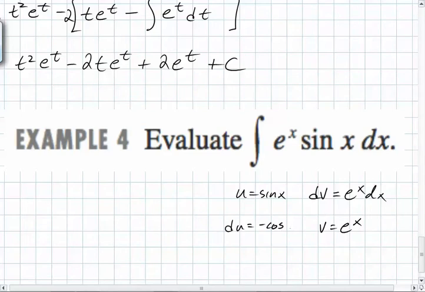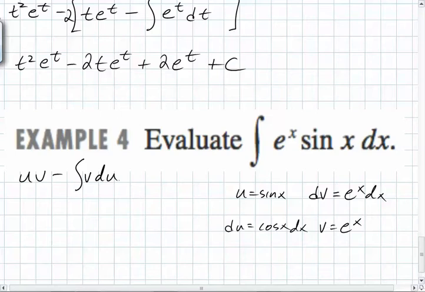Positive cosine x. Who said negative out there? I don't want votes for negative. Cosine x. So the checking works. Thank you. It's good that we have someone to do that because it's important. So what do we end up with? We need uv minus the integral of v du. Again, don't know why they chose u and v.